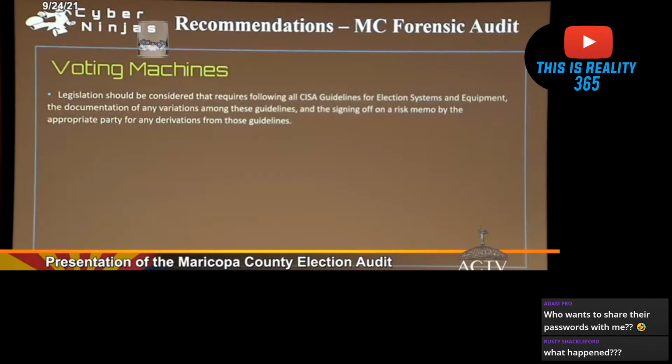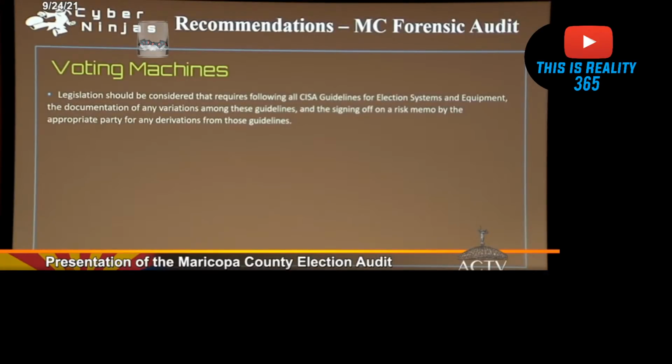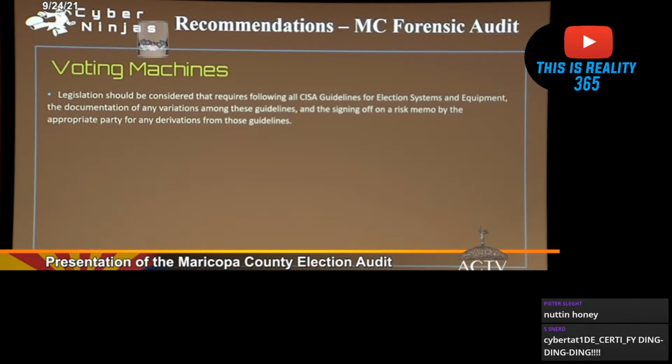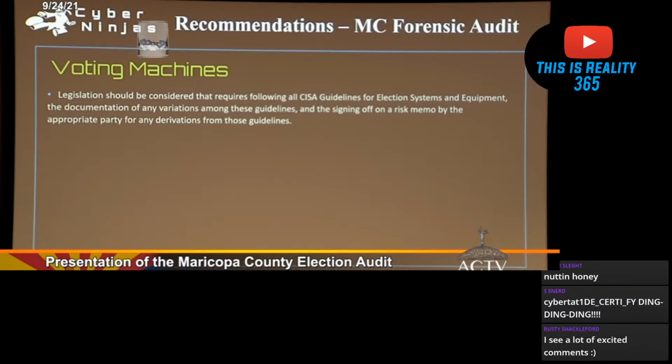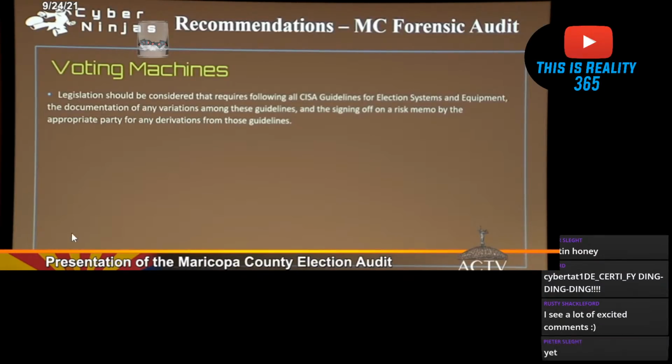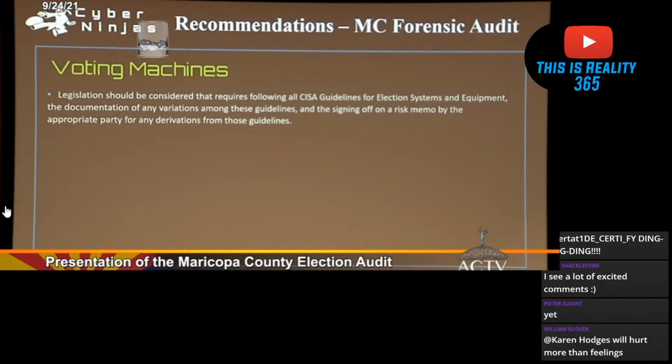Okay, voting machines. Specifically, legislation should be considered that requires following of all the CISA guidelines for election systems and equipment, and that any variances against those should be documented, and there have to be risk memos that are signed off and should be public by the appropriate authority for any deviations from those guidelines. Now, those guidelines cover pretty much everything that Mr. Cotton was covering today, everything from setting up baselines on the systems, to network processes, making sure that user accounts are handled properly.